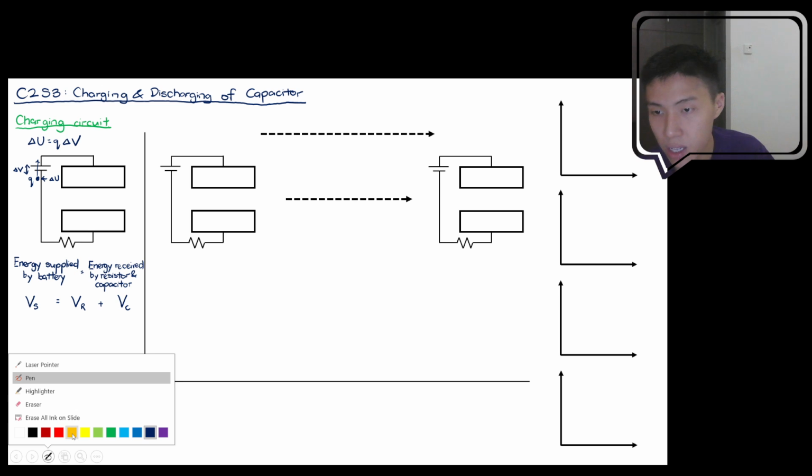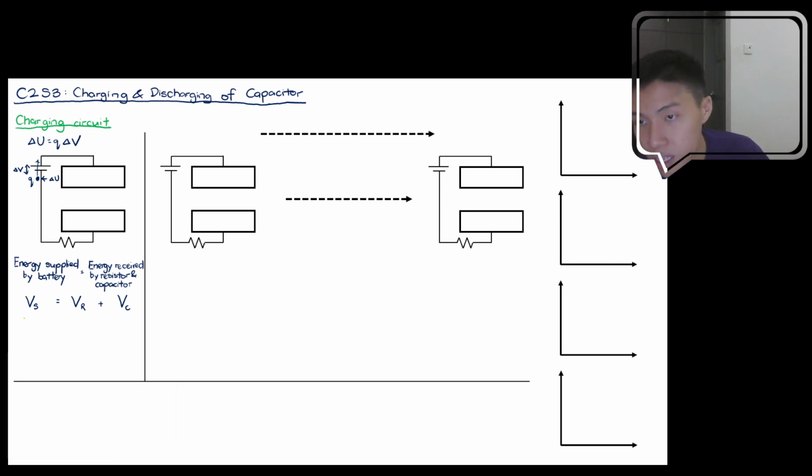Let me mark this. This is referring to the power supply. This is referring to the resistor, whereas this is referring to the capacitor.